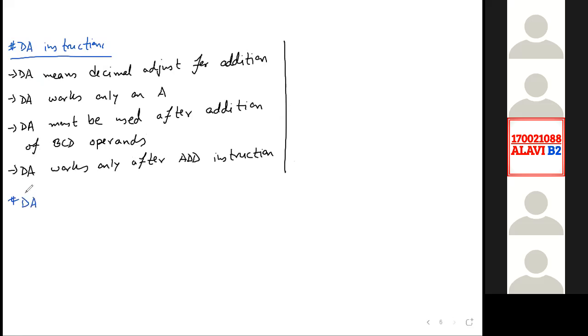The DA instruction, whatever I have written, I don't think I need to explain any of these things. Now I will write the DA working logic, and I expect that you will go through this logic, and based on this logic, I will ask a question. Definitely, I expect that you be able to answer. So look at the working logic and try to understand on your own.